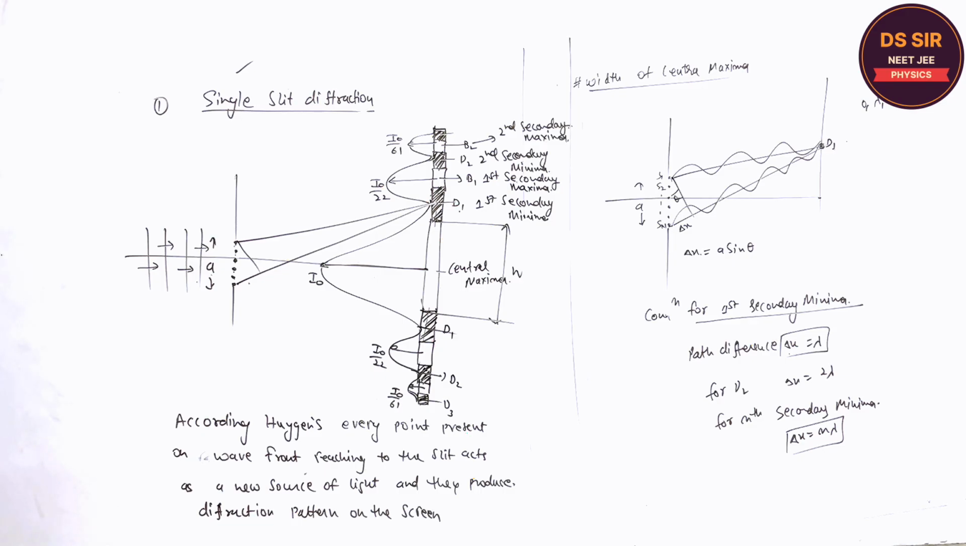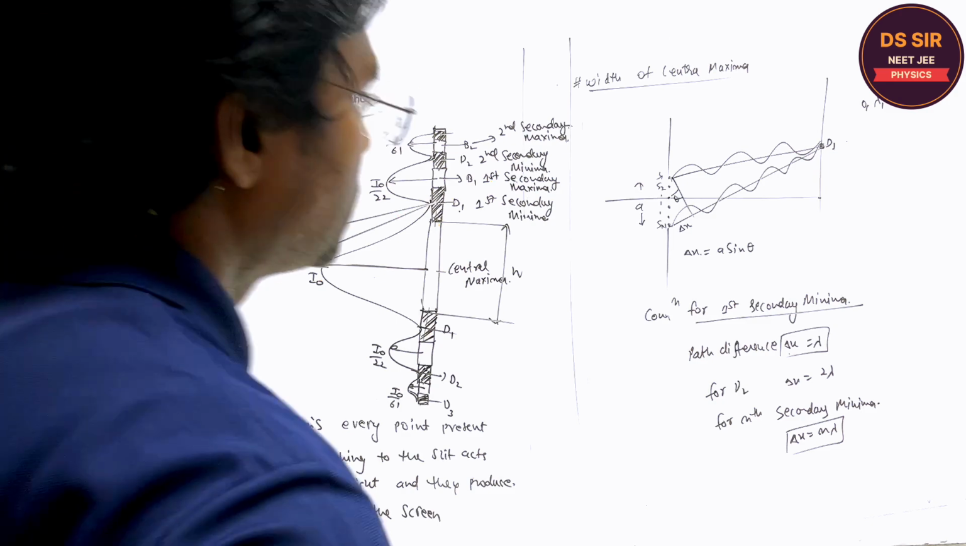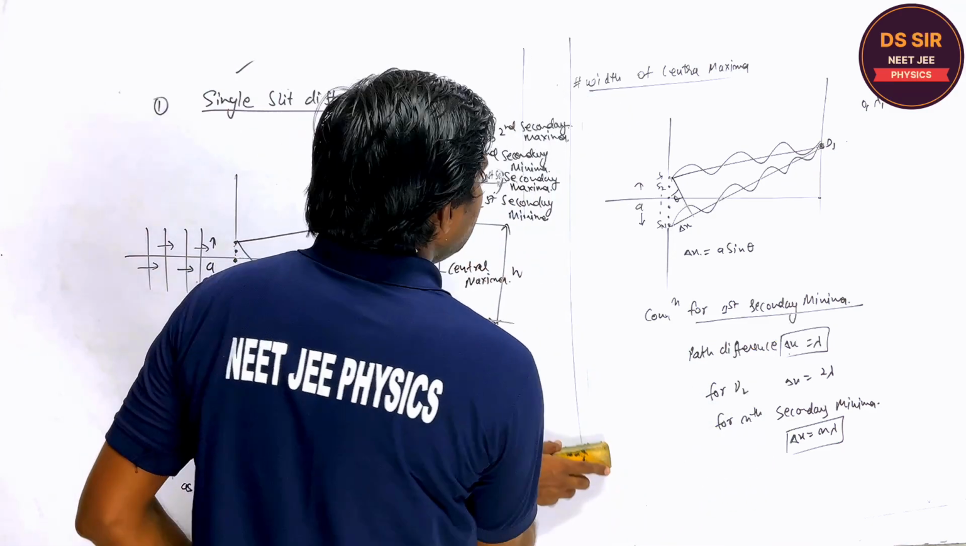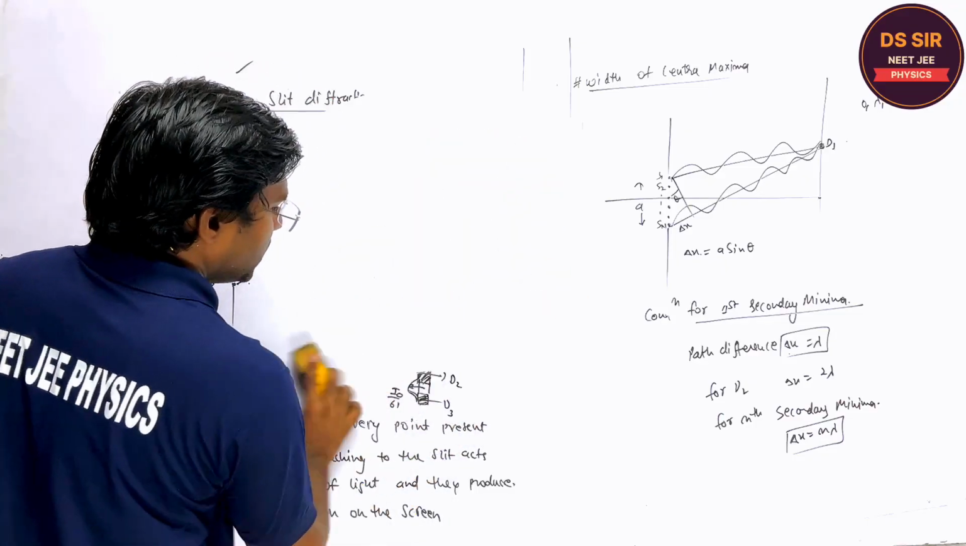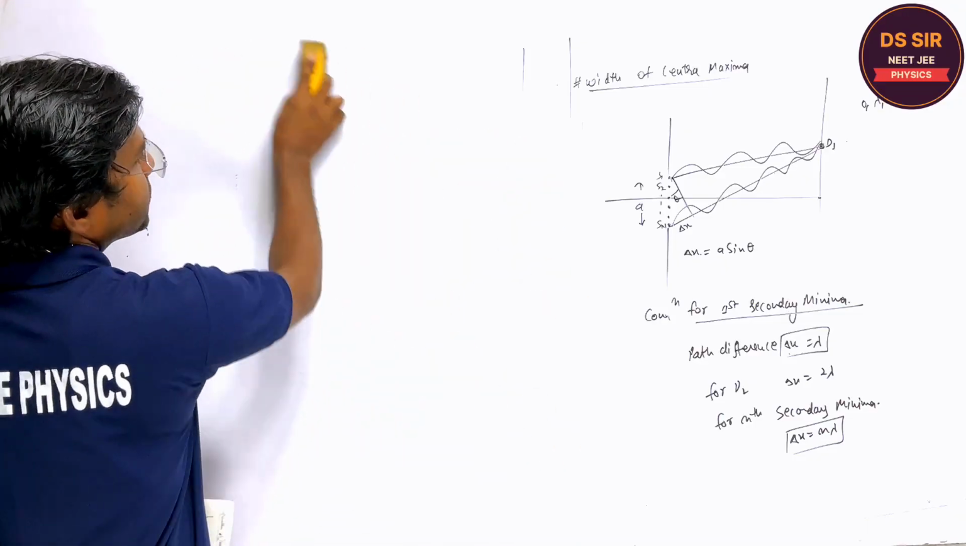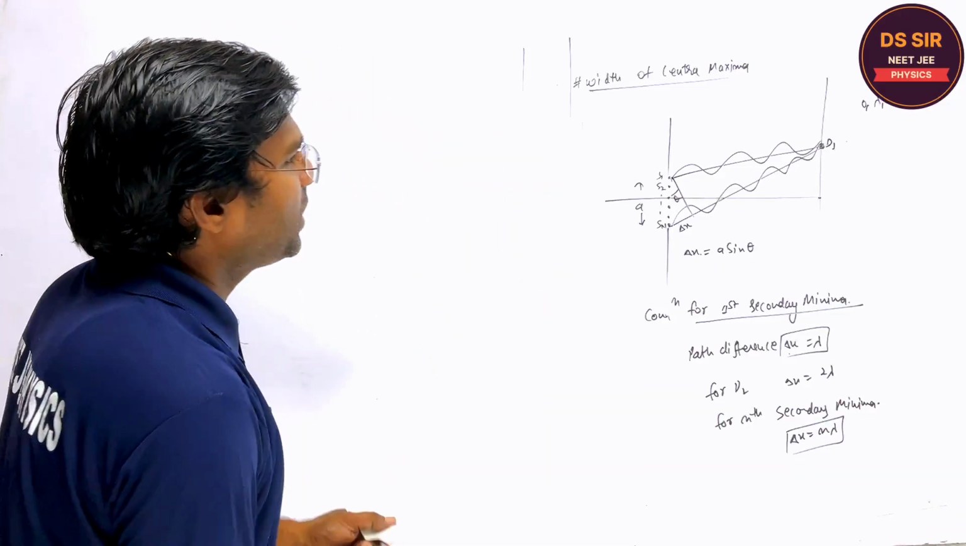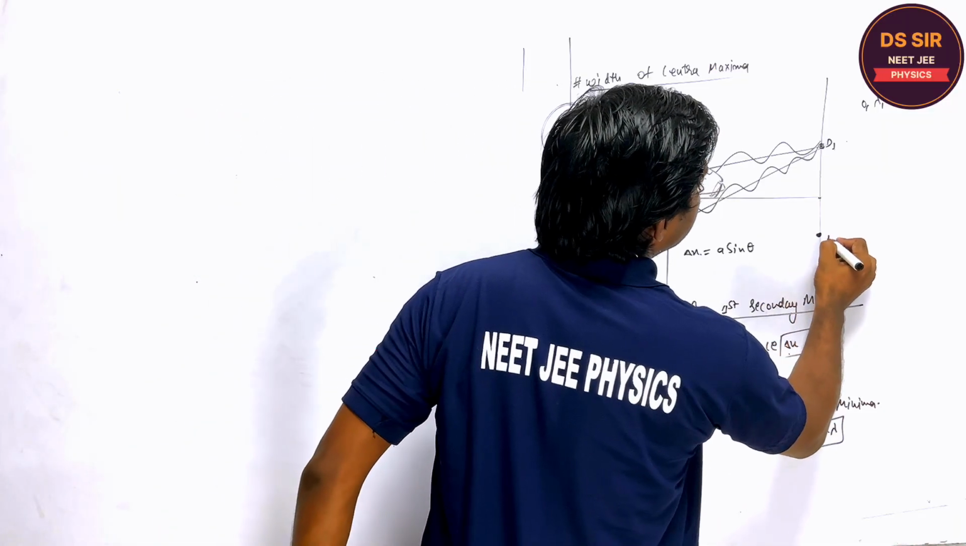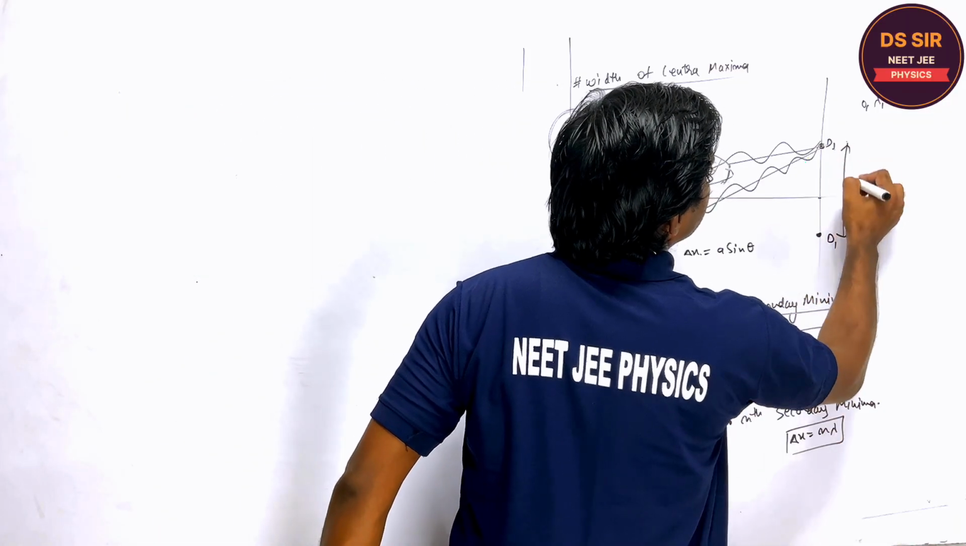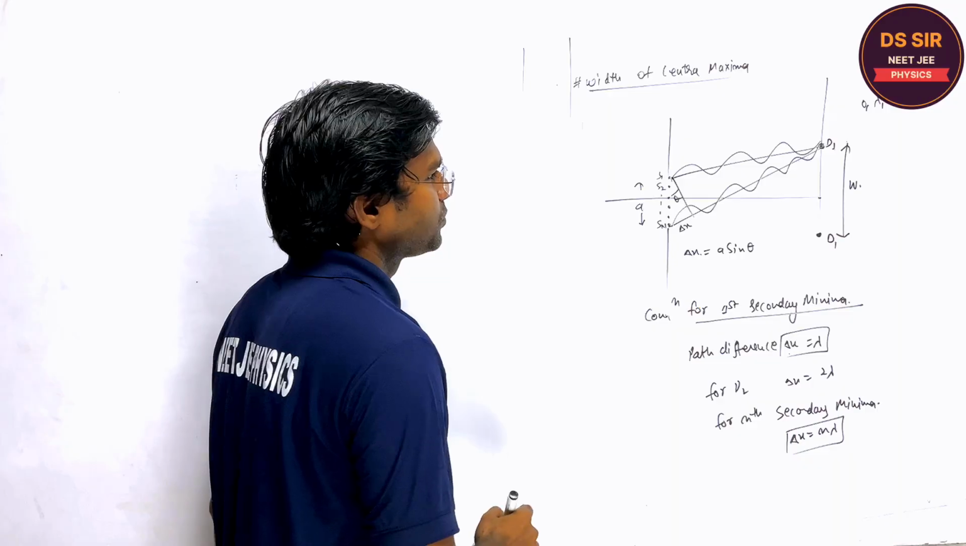Wait for 1 minute. Okay, so this is the condition for the nth minima, right? I'm just removing this. But we have to find this distance. This is the width of the central maximum.